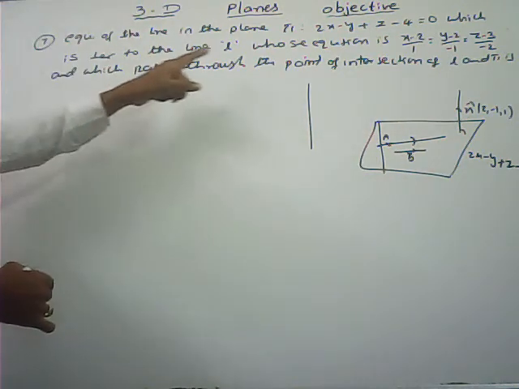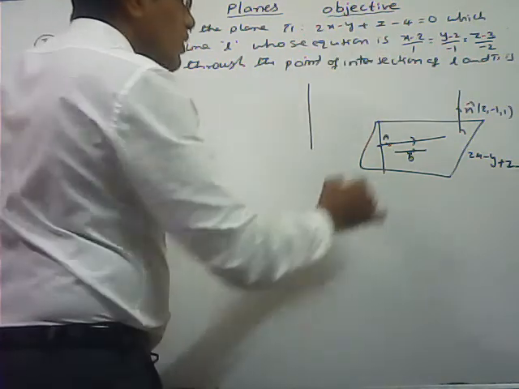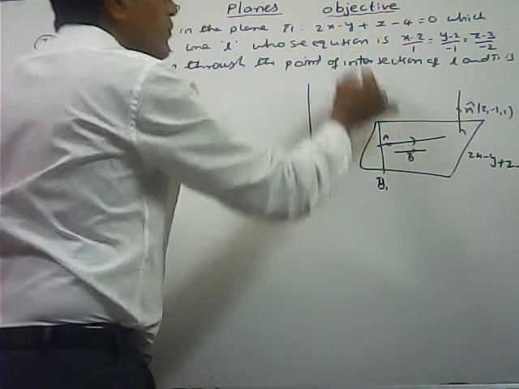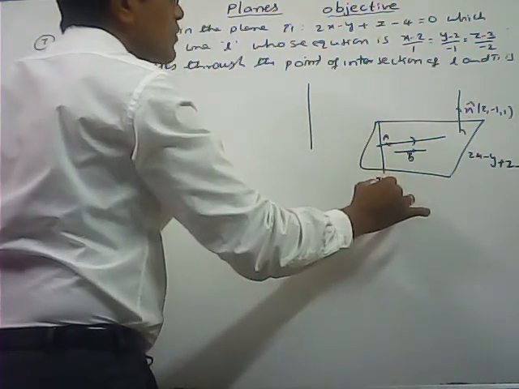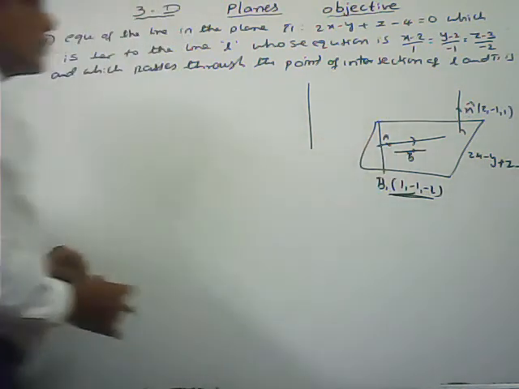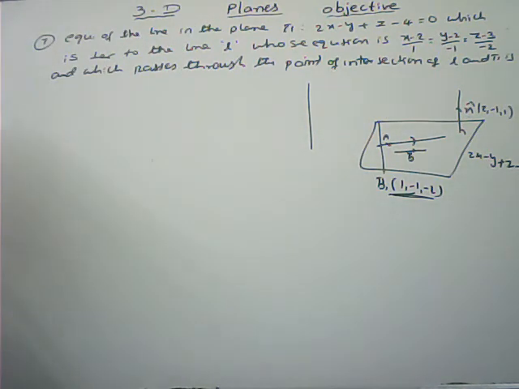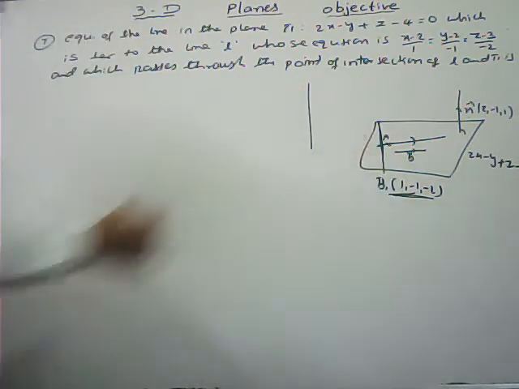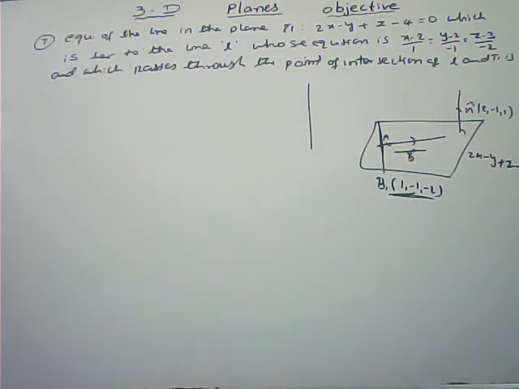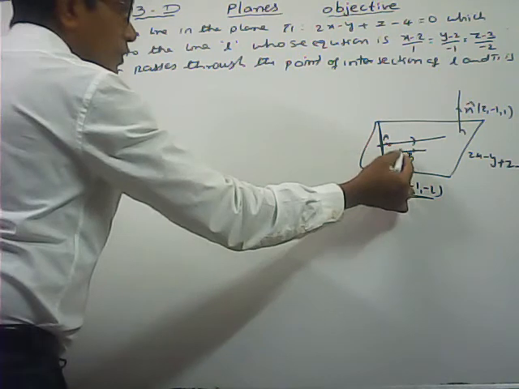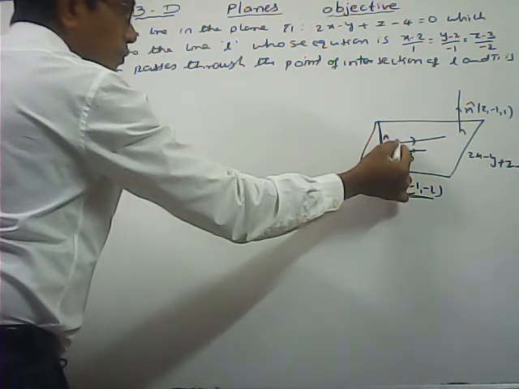Here the perpendicular line equation is given. Otherwise, this one I am taking as B1 bar. What are the d.r.s of this one? 1, minus 1, minus 2. So here, this is the required line, that one lies on the plane.